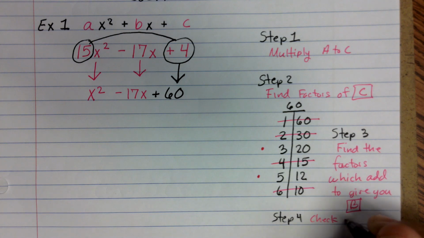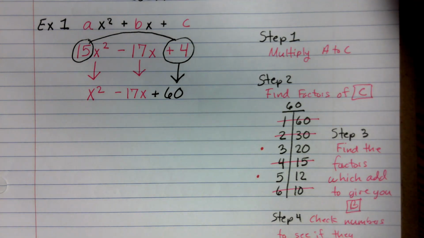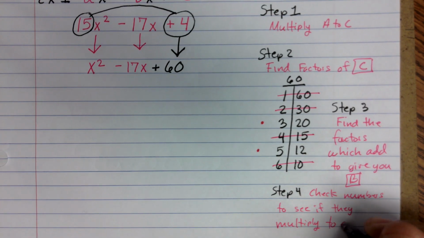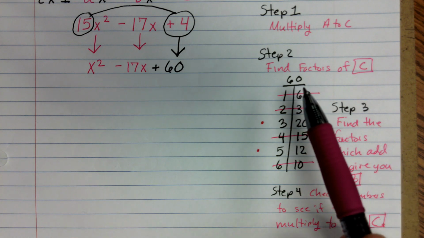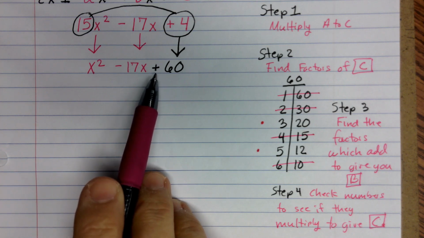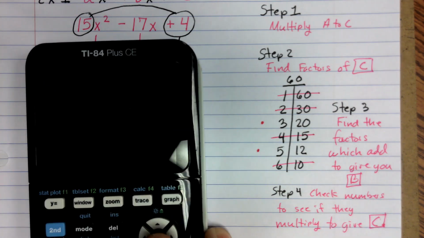Check numbers to see if they multiply to give you C. Now what I mean by that, you might be going, well, Mr. H, we know they multiply to give me my C value because they give me 60. But what I want you to do is pay careful attention to the sign. They have to multiply to give you a positive 60, but they have to combine to give you a negative 17. So let me get my calculator, and we're going to test these numbers.